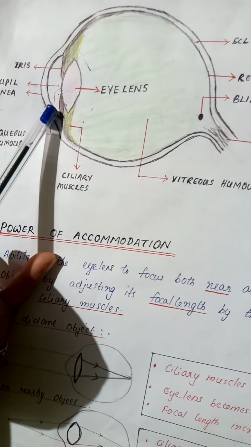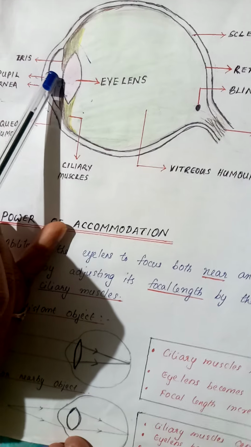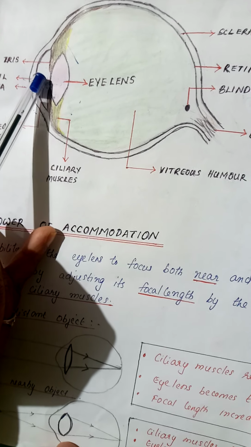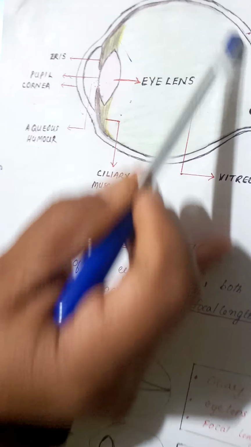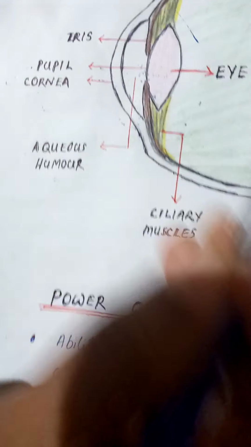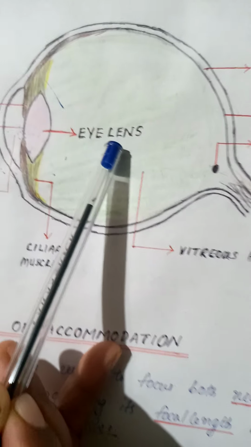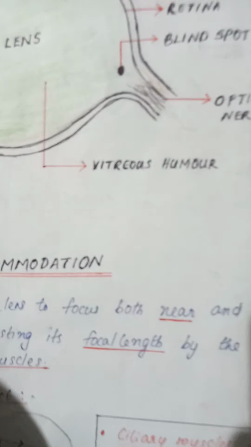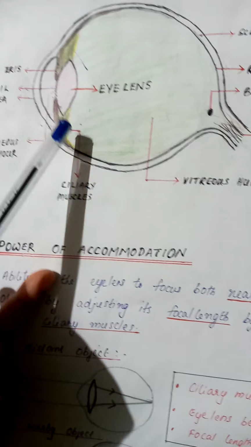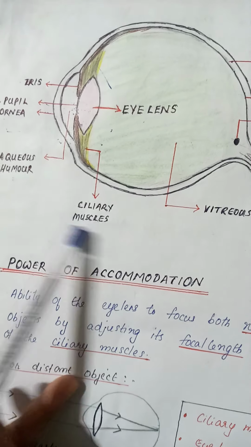Now there is a space between the cornea and the eye lens. That space is filled with a certain viscous fluid, and that is called the aqueous humor. Similarly, there is a space between the eye lens and the retina that is also filled with a fluid called the vitreous humor. Here, the eye lens is held in position with the help of certain muscles, and those muscles are called ciliary muscles.